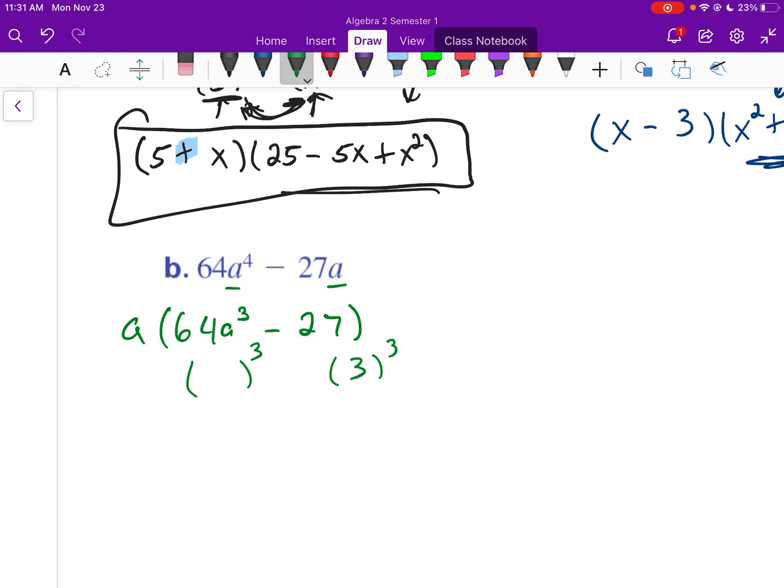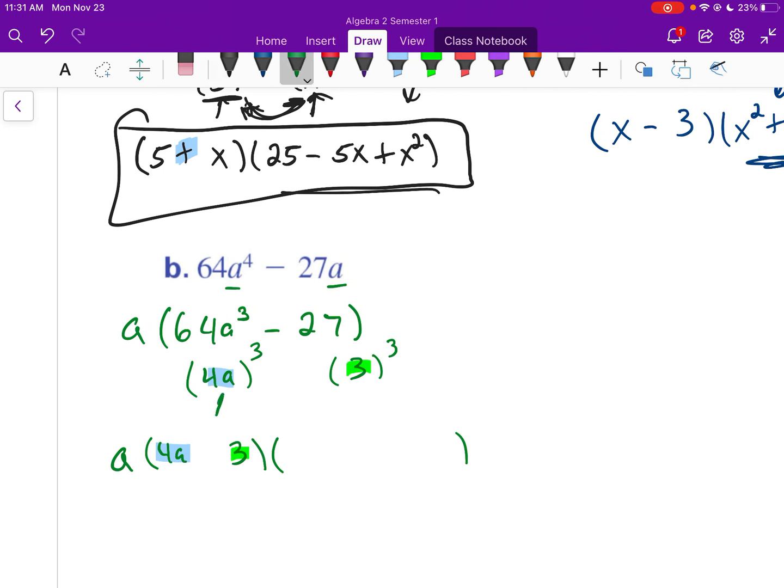Okay, 3 cubed is 27. 4a cubed is 64a cubed. 4 cubed is 64, a cubed is a cubed. Okay, so then from there, we have to keep our a, and then let's split up into our binomial and trinomial. Again, 4a, 3, I get that right there. Okay, those are going to be the same.